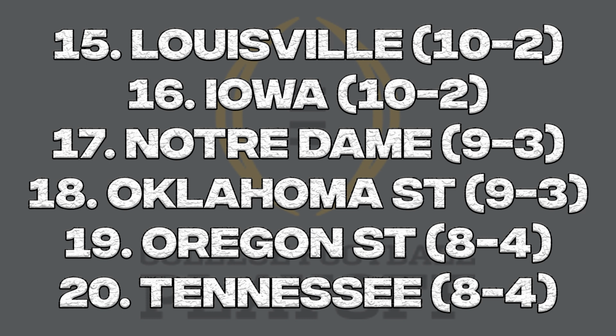Oklahoma State at 18, 9-3, 4 quality wins, 2 top 25 wins. Game control is abysmal at 1, but because of the fact that they have those 4 quality wins and 2 top 25 wins, they're going to be locked in at 18. Notre Dame 9-3. Game control is completely crazy for them. They're going to stay up at 17.